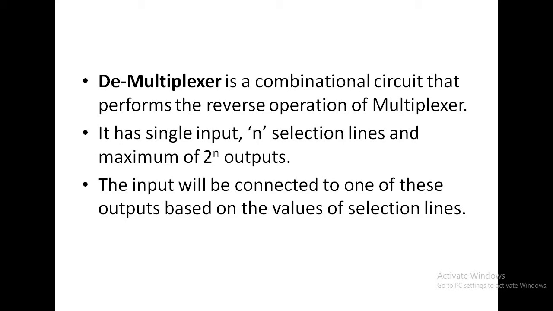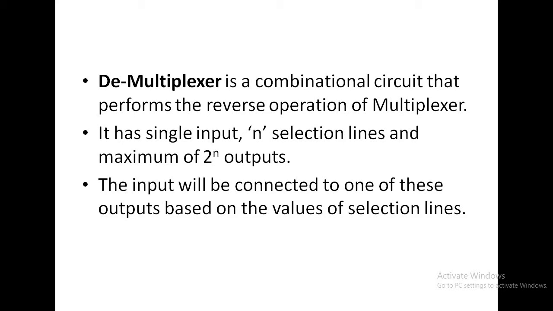Reverse operation means in case of multiplexer, many input lines are there, and from these many input lines, only a single output line is present. But the opposite of multiplexer is demultiplexer. In demultiplexer, only a single input line and more than one output line is present. And the main important thing in both multiplexer and demultiplexer is the selector line.